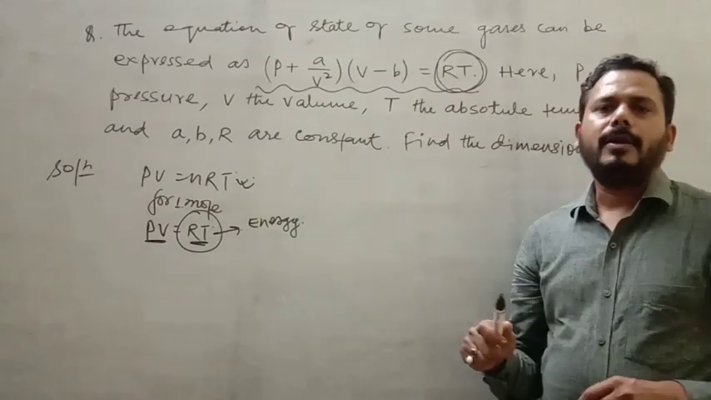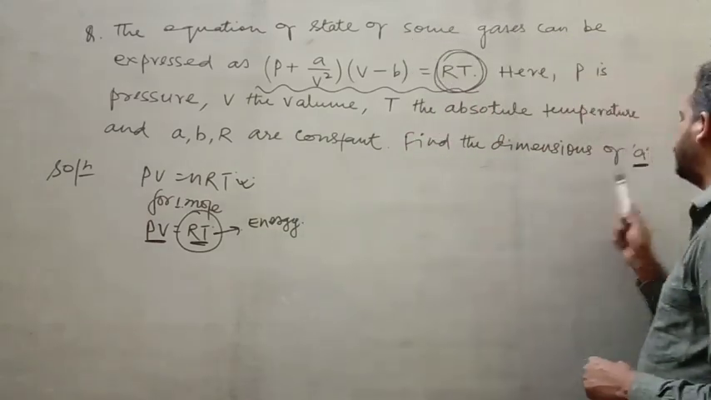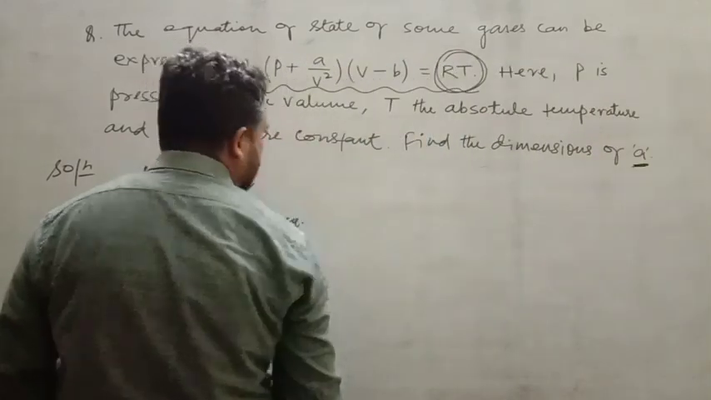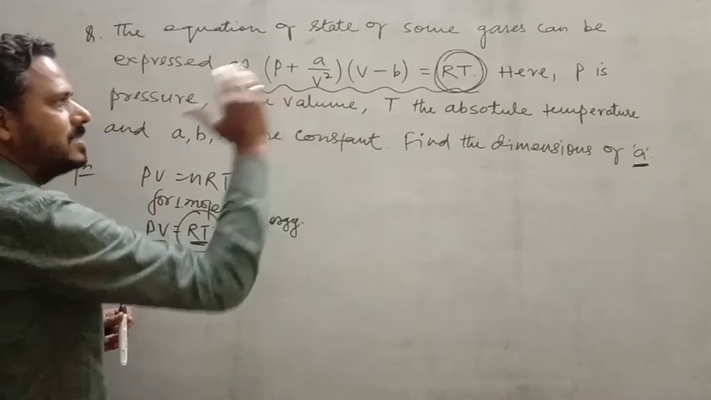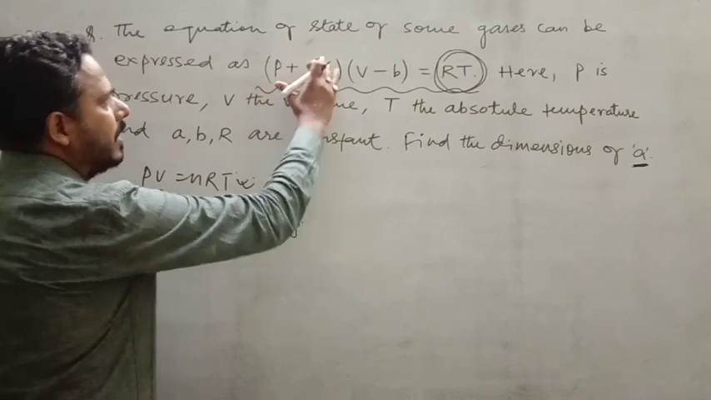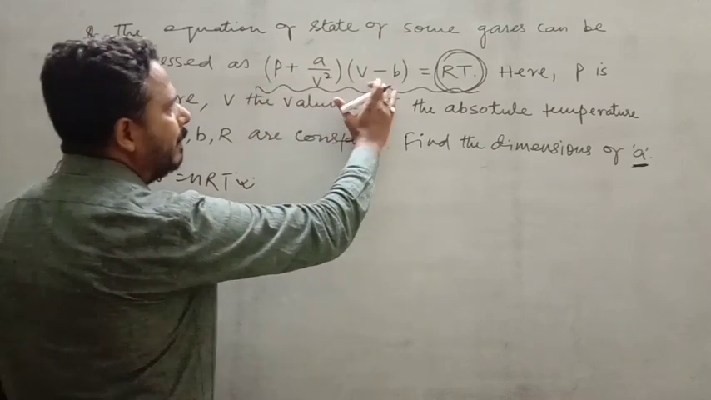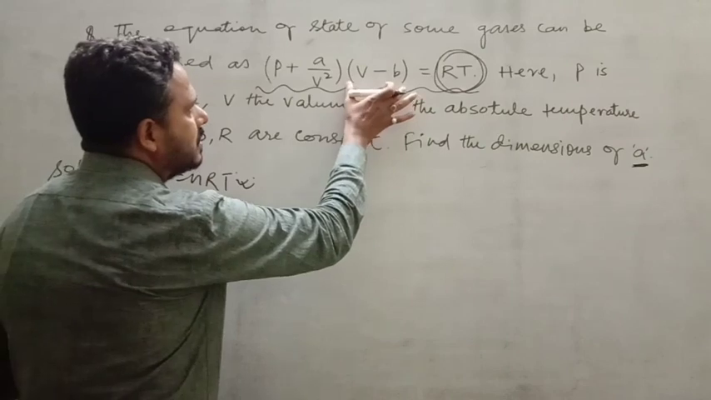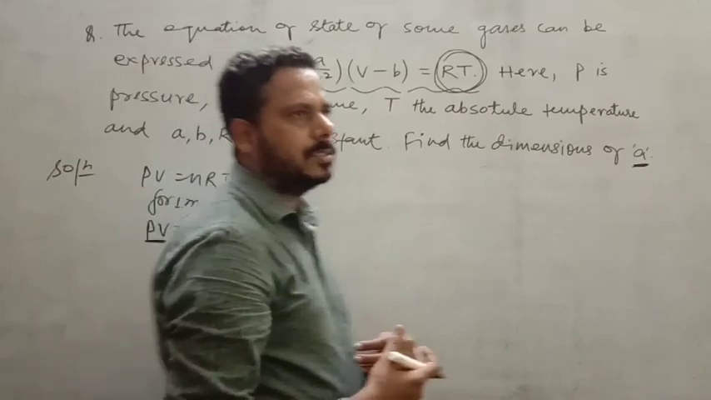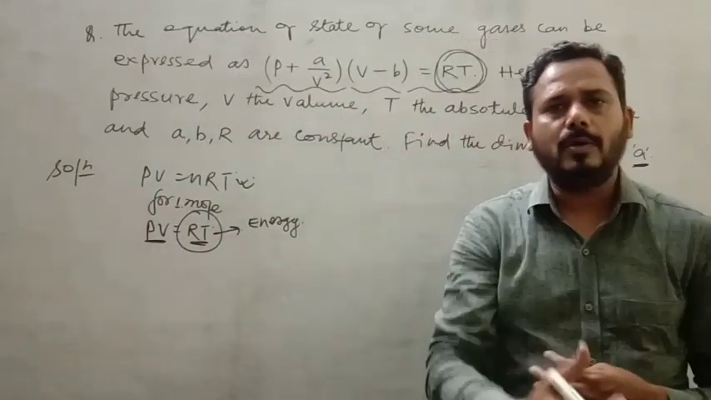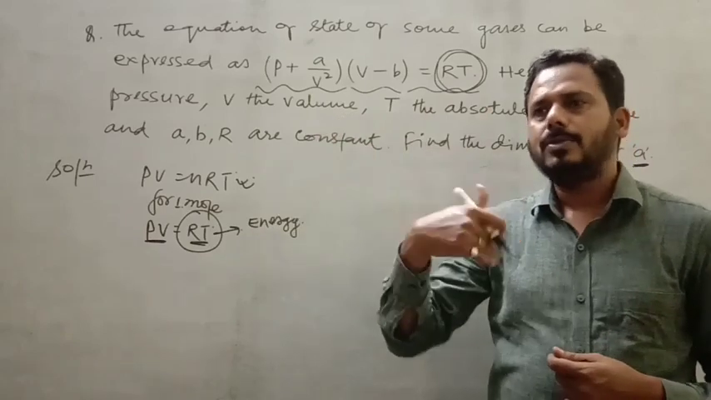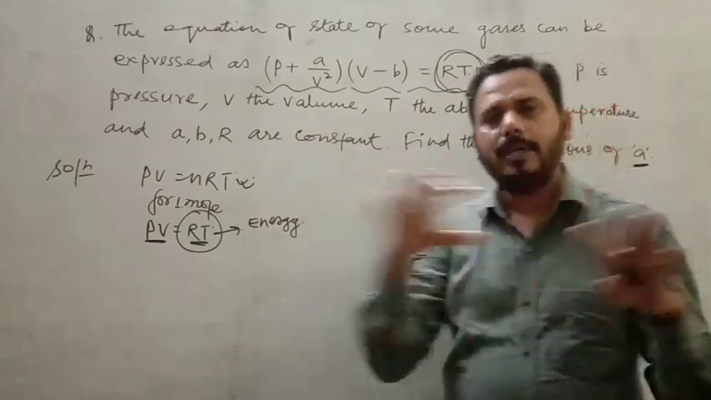But you don't have to find the dimension of RT, you have to find the dimension of A. To find it, look at this equation again. There are two factors: one is P plus A by V square, another one is V minus B. You have to find the dimension of A, but in this solution we will see the dimension of B also.